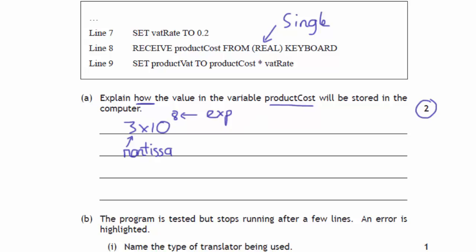So they would store it using the mantissa and exponent. That's for your 2 marks. Okay, so always make sure you have a wee look to see where the 2 marks are. Right.